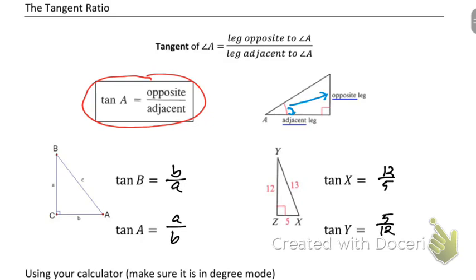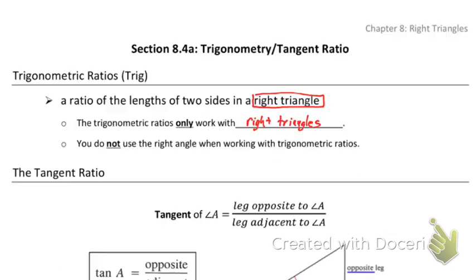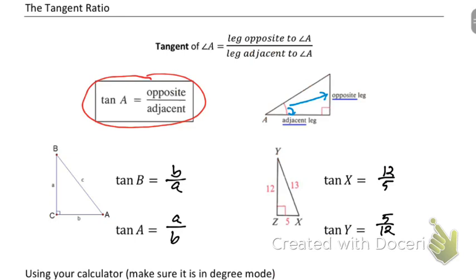Now is the time to ask, is anyone confused at where I got these ratios from? Yes? I just have a question. Will we ever be asked something like what's the tangent of z? No, because you do not use your right angle when working with trig. You will never, ever use that right angle because we already know it's 90 degrees. Trig does not work on this because it's already set at 90 degrees. Trig only works with your two other angles.